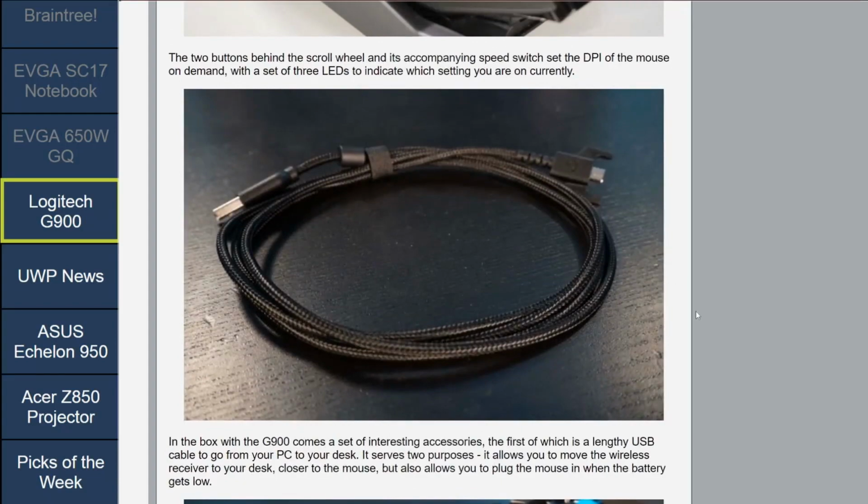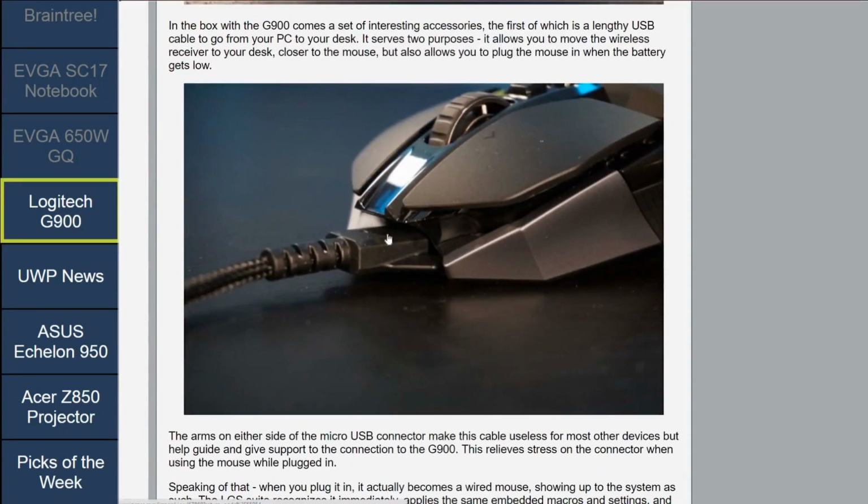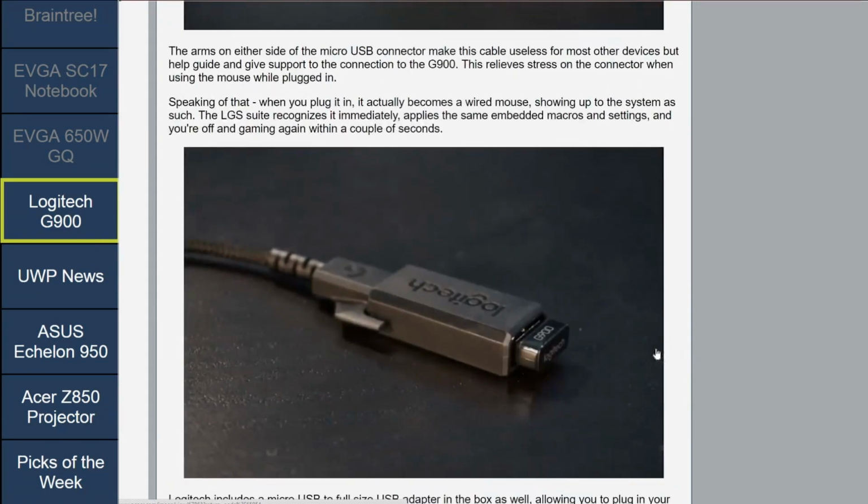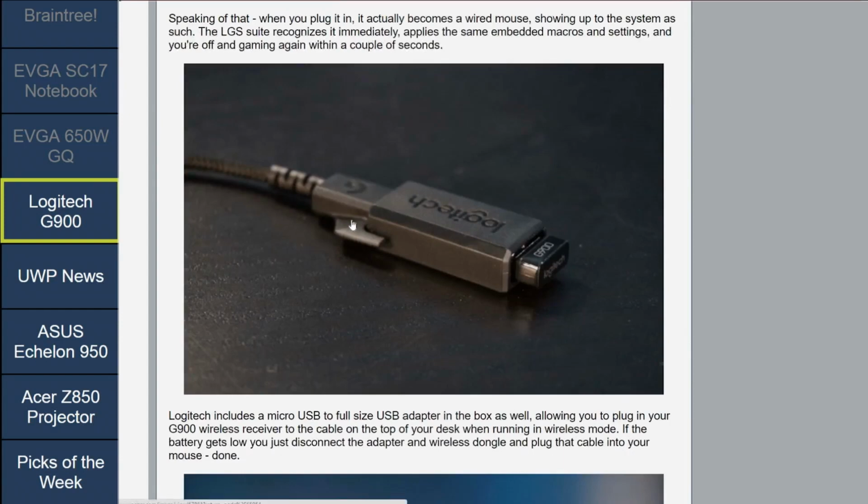Here's a USB cable. There it is, plugged in. So you get an idea. Somebody in the comments was complaining that the micro USB connector is not strong enough to use as a mouse every day. And clearly Logitech agreed and put those little arms on either side that connect into the housing of the mouse itself. What they recommend is that this cable with the little arms sits on top of your desk. They give you this micro USB to full-size USB adapter, and then you put your wireless dongle, your wireless adapter, in it.